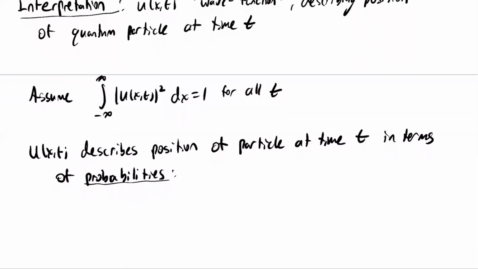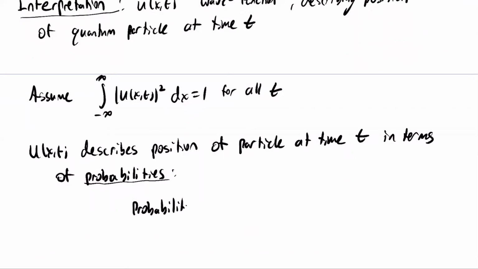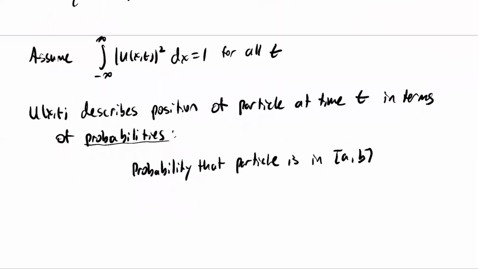In particular, the probability that the particle is in a particular interval, say the interval between a and b, where a and b are just two numbers, is given by the integral from a to b of u of x,t squared dx. And this is at time t.